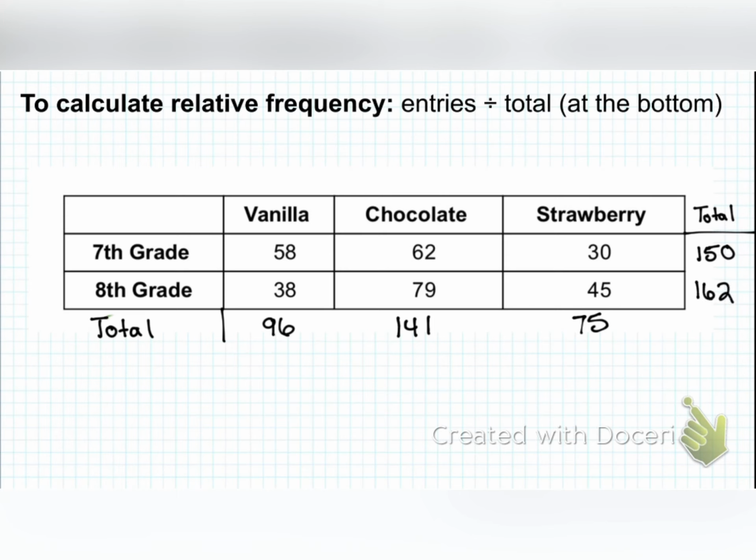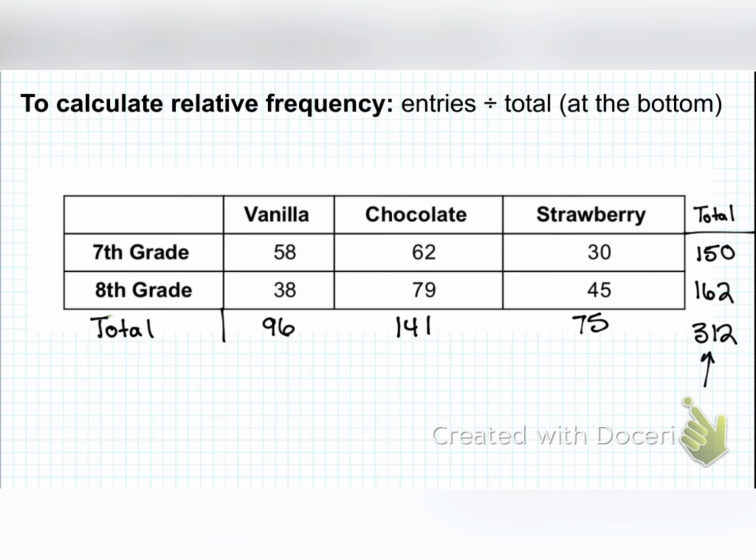Okay, now that I have my totals, I have to calculate the relative frequency. So it says that we have to take the entry and divide it by a total, but the total that I don't have just yet is my total of all. So in order for me to find my total of all, I have to add up either the row or column totals. So for me, I'm going to take 150 and 162 added together. That's going to give me 312.